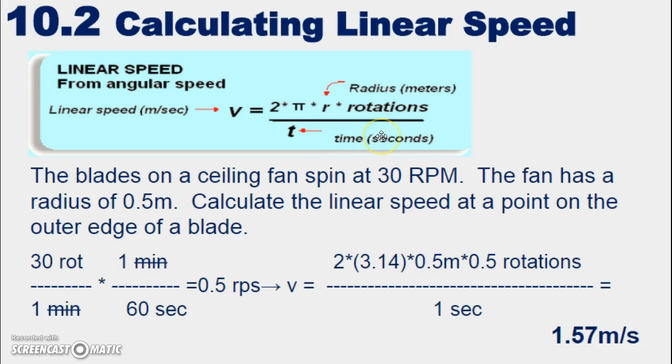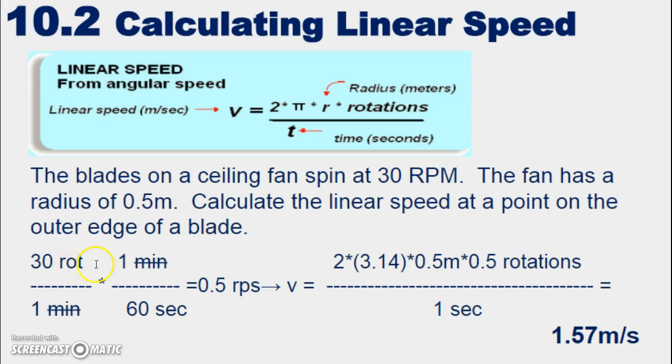So you might say, well, geez, there's a whole lot going on. Okay, well, let's look at it this way. The blades of the ceiling fan spin at 30 RPM. The fan has a radius of 0.5 meters. Calculate the linear speed at a point on the outer edge of a blade.